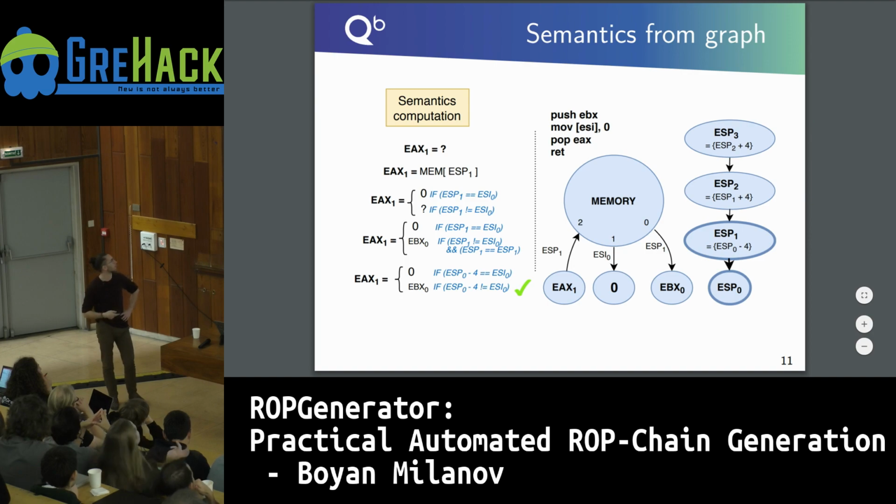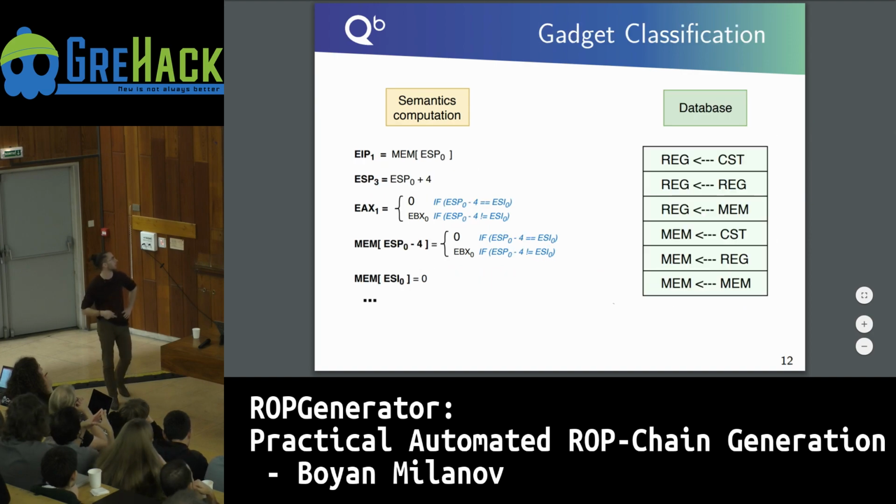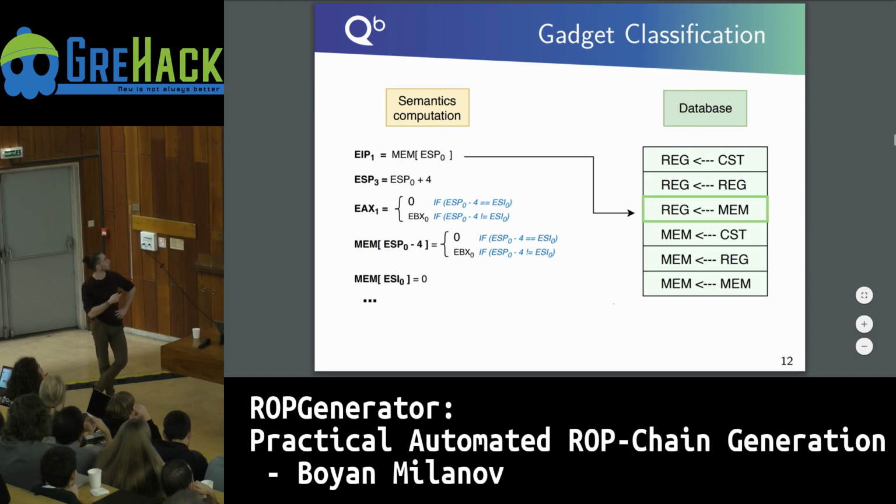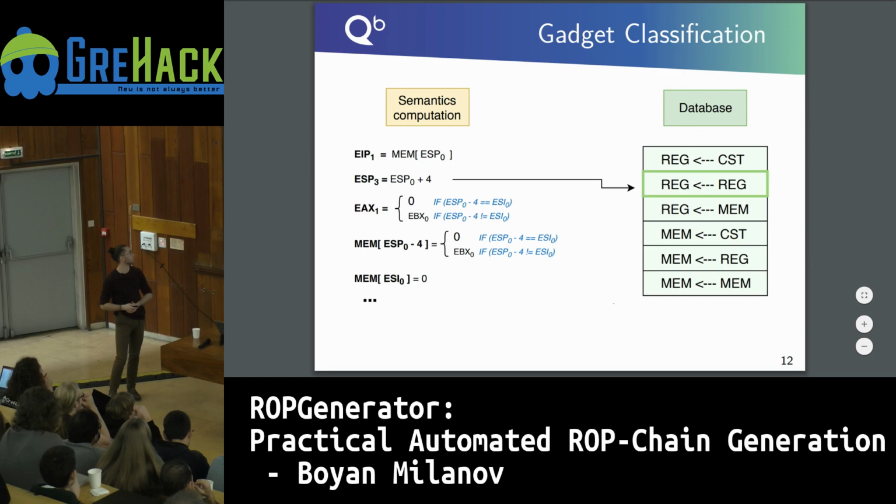So once you've computed all the semantics for the gadget, you can just add an entry for this gadget in the big gadget database. For instance, you have the dependency for the instruction pointer, EIP, is equal to memory at address ESP0. This is from the return instruction, actually. And so you will add an entry in the database for EIP equals memory at ESP. Then you have ESP3 equals ESP0 plus 4. So you will add an entry in the database for ESP equals ESP plus 4.